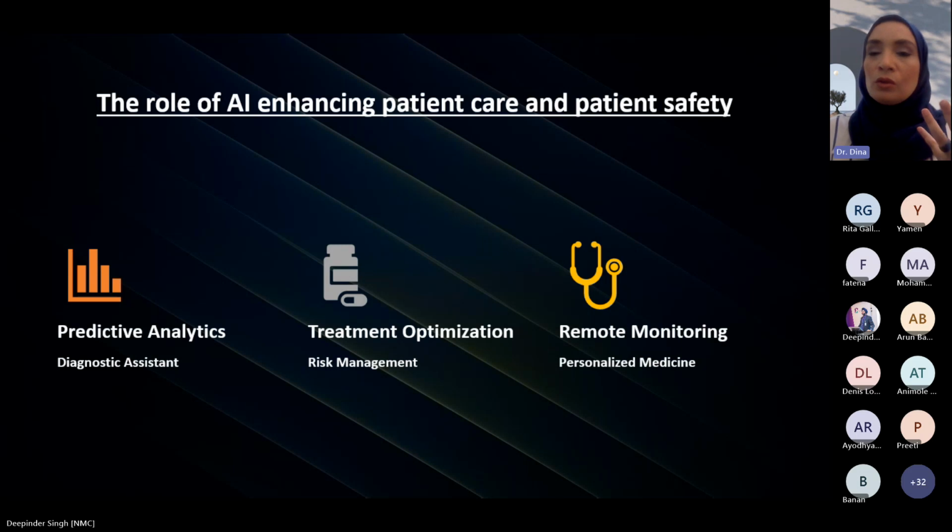Sometimes the doctor will be busy seeing 40 patients a day, which is by itself considered a risk. In some regulatory systems, like in the UK, they put a limit on the number of patients that you are able to see. Here in the UAE, the doctor can see an endless number of patients.